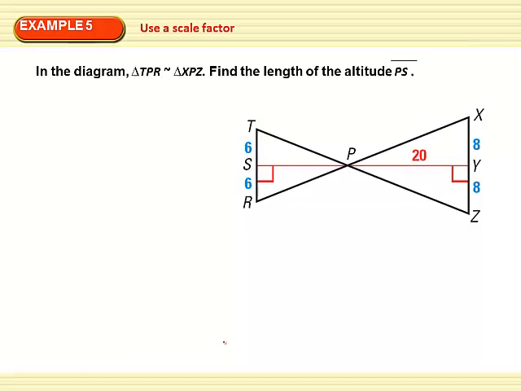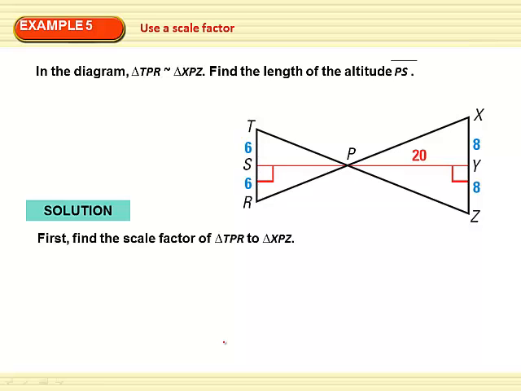All right, so in the diagram, triangle TPR is going to be similar to triangle XPZ. It says find the length of the altitude PS. Now this is a little more in depth because it gives you a corresponding part to the figure that you have to find. So you have to set up a ratio that compares corresponding and similarly positioned parts. So here's the solution. It says first find the scale factor, and this is again one way of doing it. You could also set up a proportion, or you can use scale factor. So I'm going to use scale factor here.